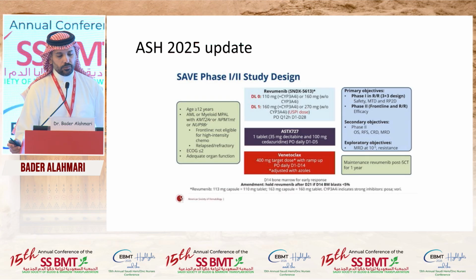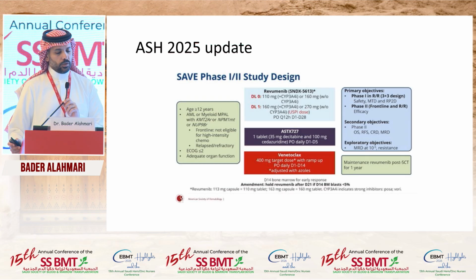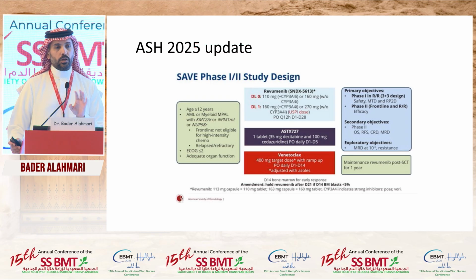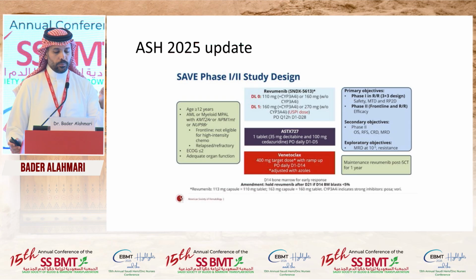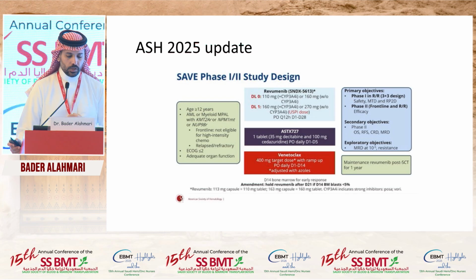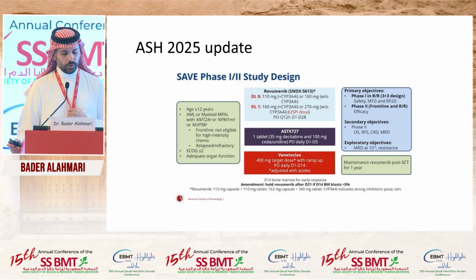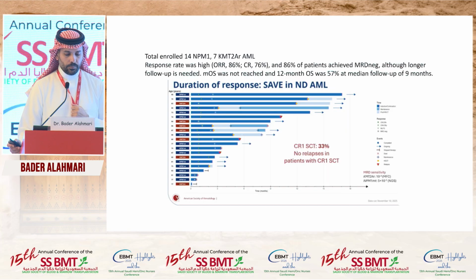Another study that was presented during the last ASH is the SAFE trial. This is a triplet combination using only oral medication: oral revumenib, oral decitabine, and oral venetoclax. So this is an oral triplet combination in newly diagnosed AML with KMT2 rearranged and NPM1 mutation. Very few patients, only 14 NPM1 positive and 7 KMT2 rearranged.